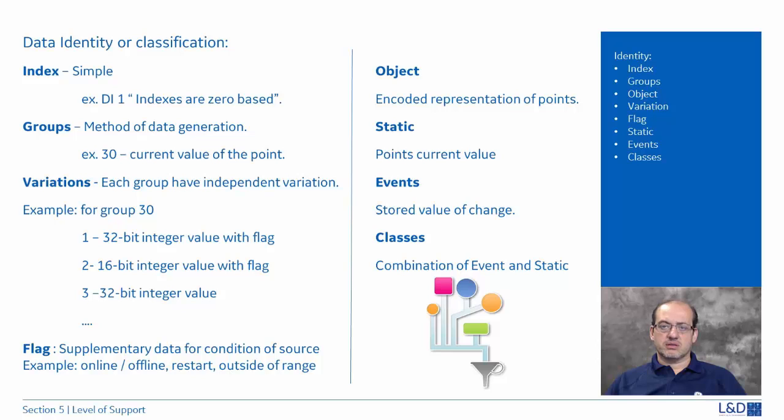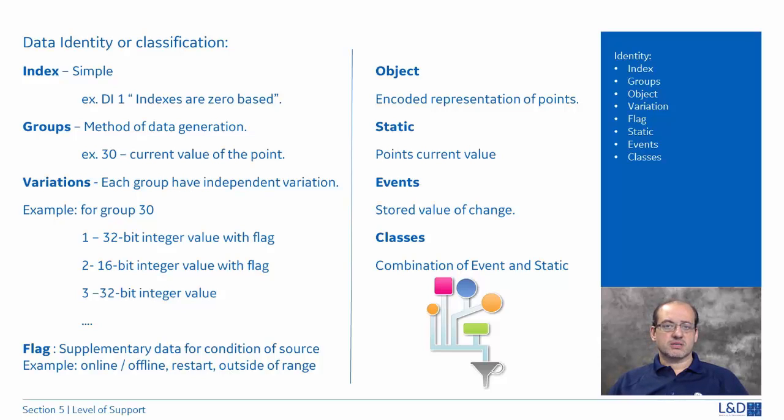One thing that the protocol works on is object variation and quality. So any data that's generated should be placed inside an object. It's just an encoded representation of the point, and that data could have many variations. So we could have a 32-bit integer value with certain flags, or a 16-bit integer value with a flag, or a 32-bit integer value without any supported flag.